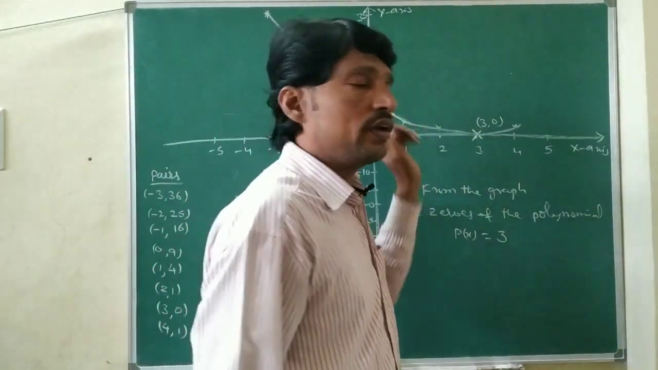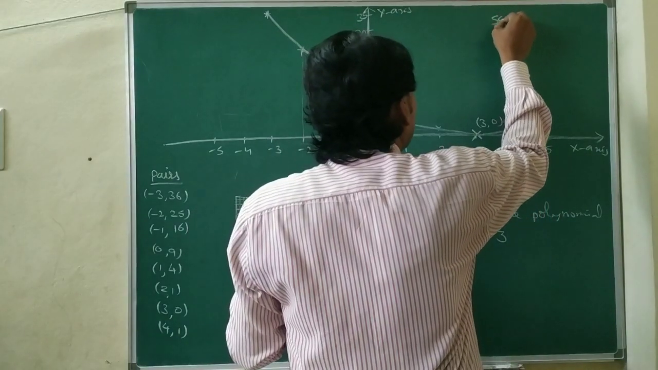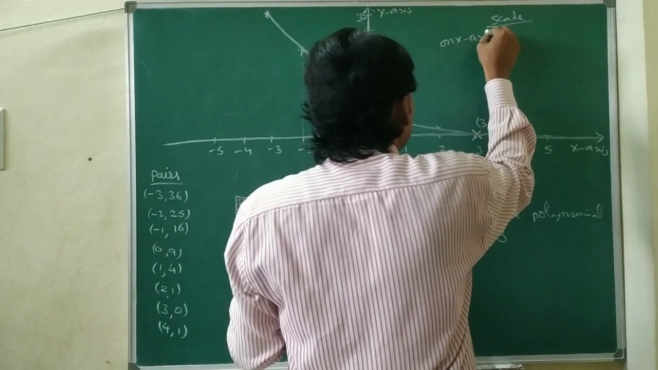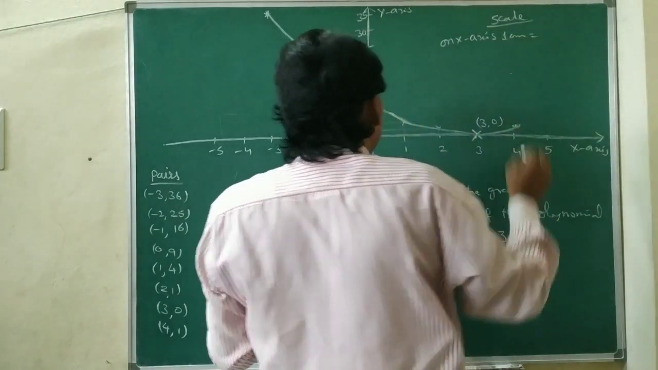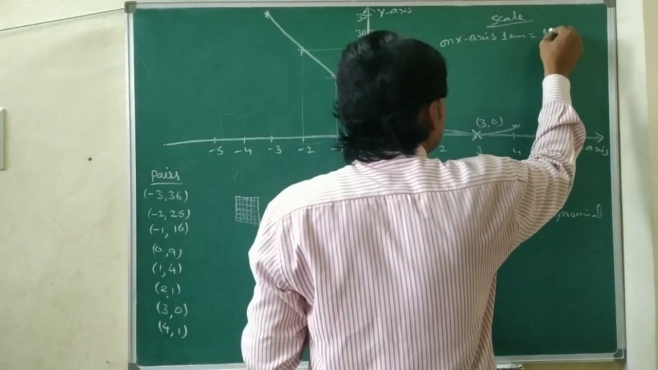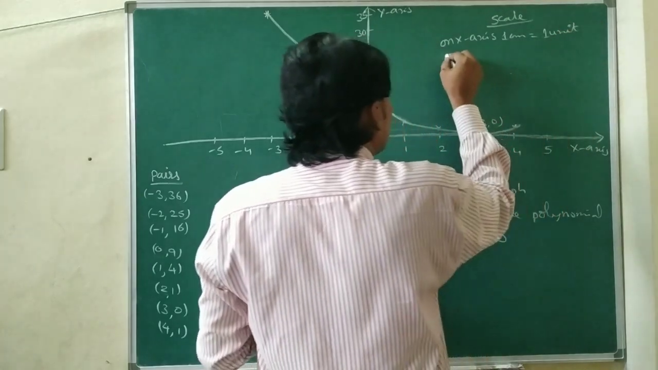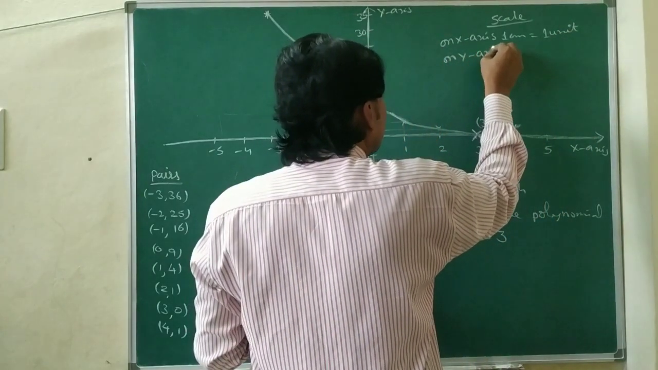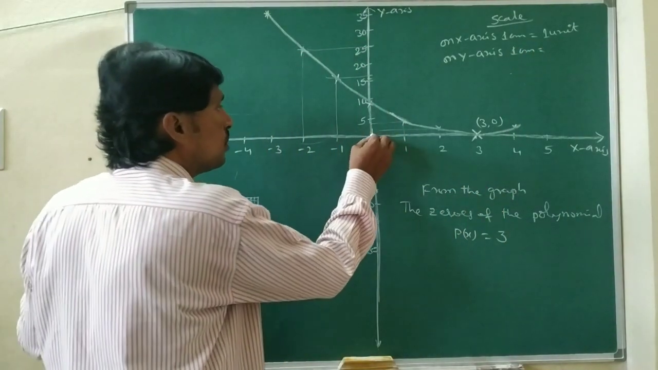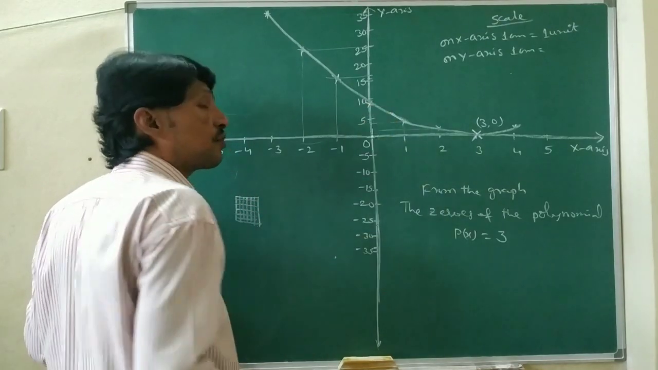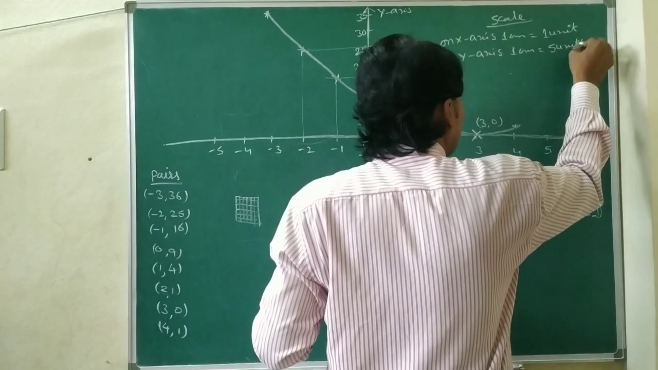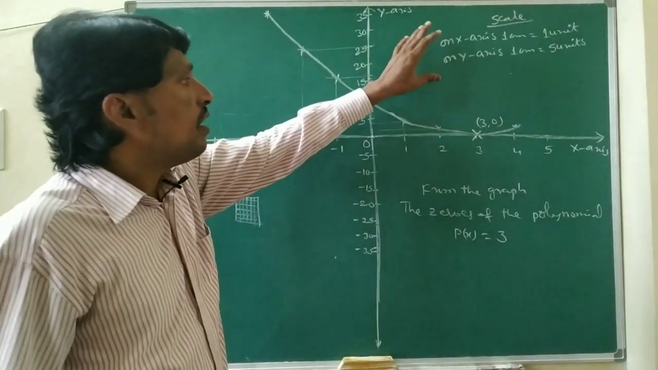Here we must write the scale. So the scale also carries marks. On the x axis, 1 centimeter equals, on the x axis we have taken only one unit. 1 unit you can write. On the y axis, 1 centimeter, how much did we take? Here to here, 5 to 10 like that, means 5 units we took. So 5 units. So this is about the graph.